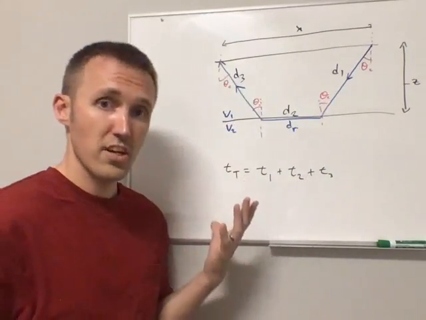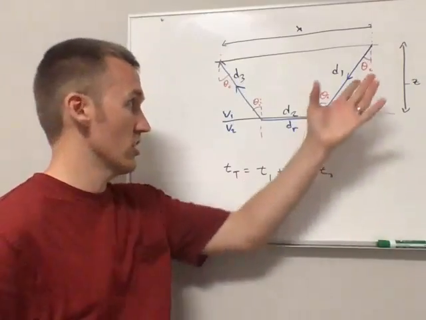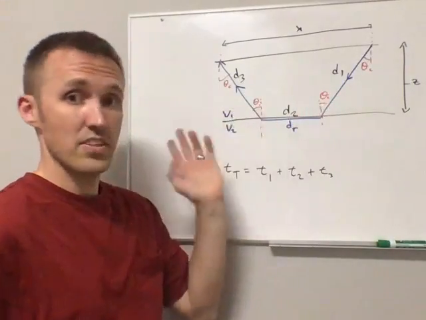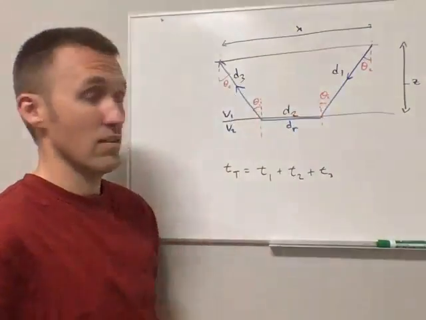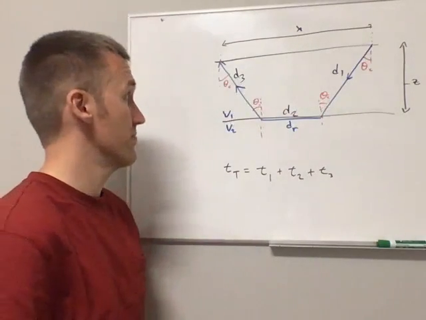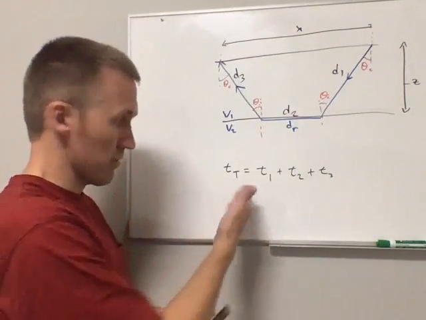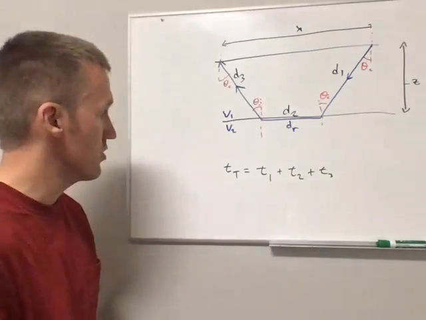Right, so the total travel time is just the sum of the times of each segment, and the distances of each segment give you the total distance traveled. But what we're interested in is the total travel time. So how do we get this?